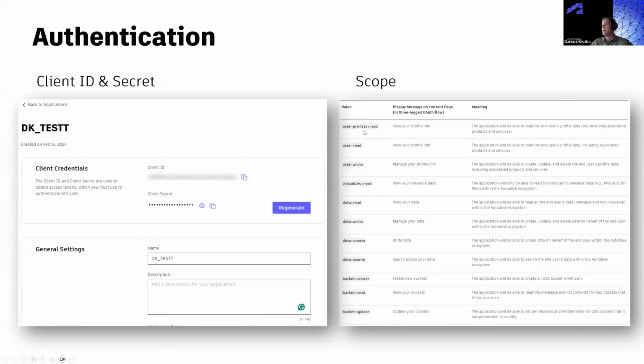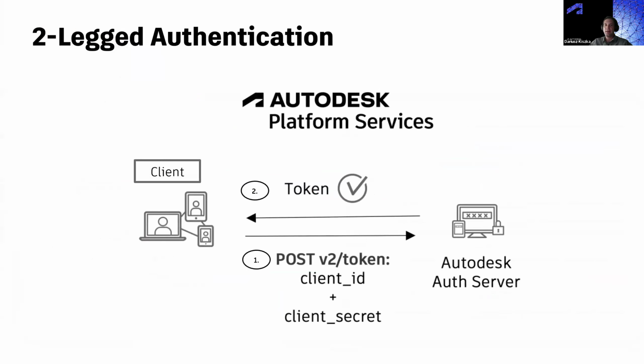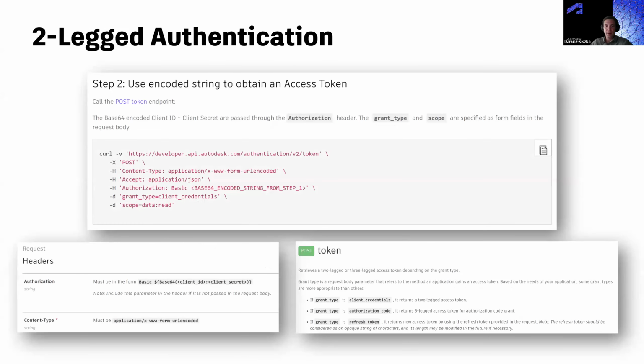Let me just jump back. Requesting, like, if we want to read the data, if we want to modify the data, if we want to create some new buckets, etc. So the important part is also the scope, where we provide what this application is supposed to do with the specific token. Okay, so that was the two-leg authentication part.